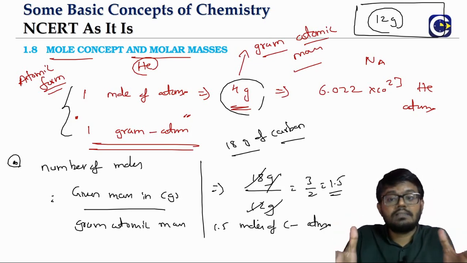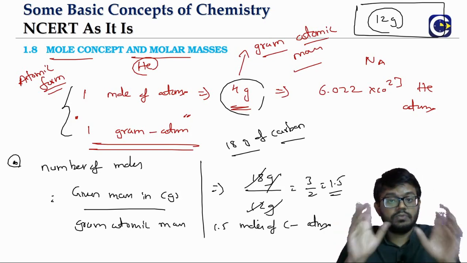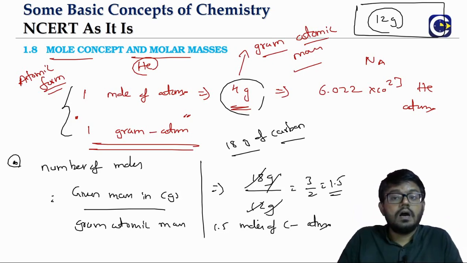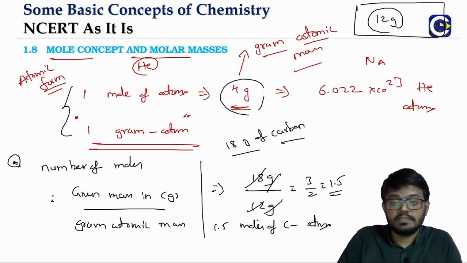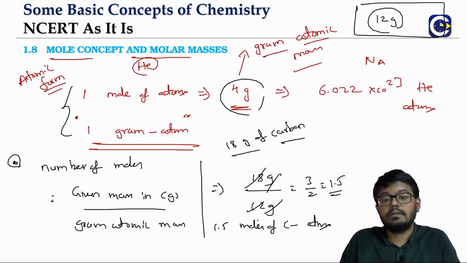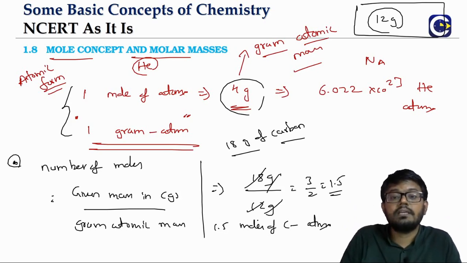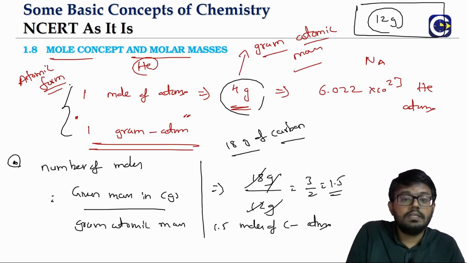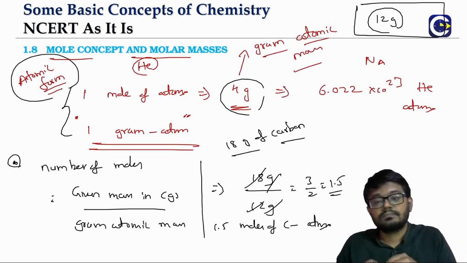So this is how we can find the number of moles of atoms when the mass of the substance is given. Here two things are there. One is how to calculate the number of moles based on particles: given number of particles divided by Avogadro number. Second is how to calculate the number of moles based on the mass that is given to us. Here we are discussing substances which are in the atomic form.